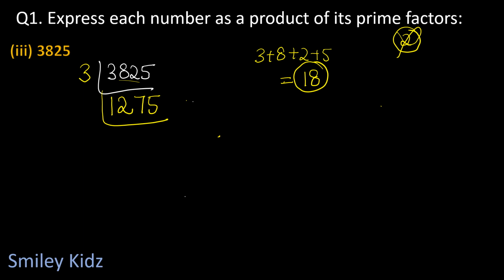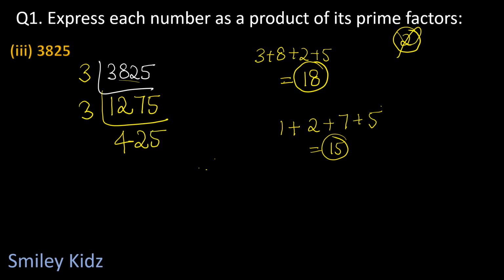Now, you tell me, is this number divisible by 2? Not at all, isn't it? Is this number divisible by 3, by the way? Let's check. 1 plus 2 plus 7 plus 5. What is 1 plus 2? 3. 3 plus 7 is 10 and 10 plus 5 is 15. Is 15 divisible by 3? Yes, it is. So it is divisible by 3. 3 1s are 3, 3 4s are 12, 3 2s are 6 and 3 5s are 15.